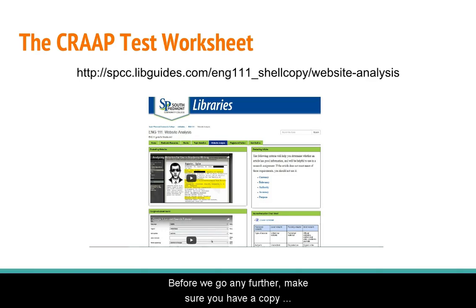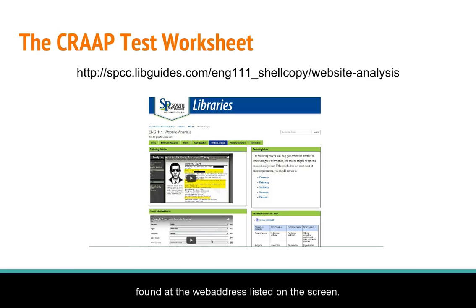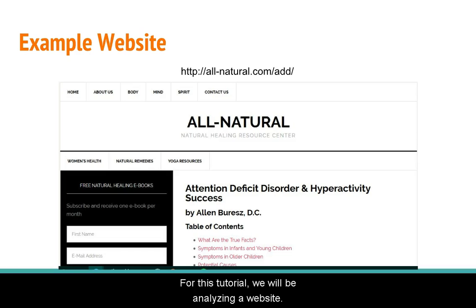Before we go any further, make sure you have a copy of the CRAAP test worksheet, which can be found at the web address listed on the screen. For this tutorial, we'll be analyzing a website. The web address is listed on the screen. In this example, we are researching online about the treatment of attention deficit disorder and found this article on allnatural.com.